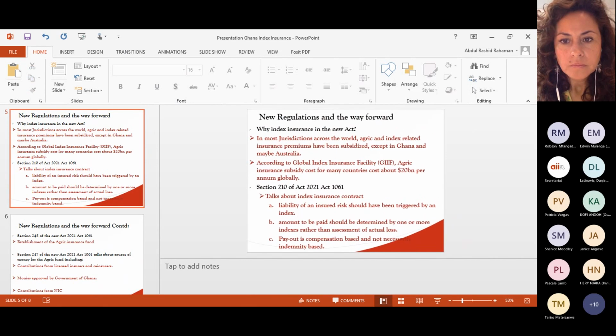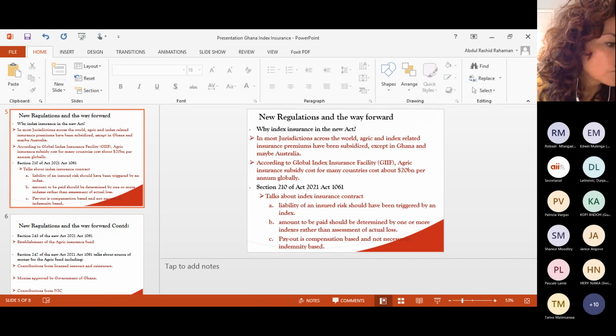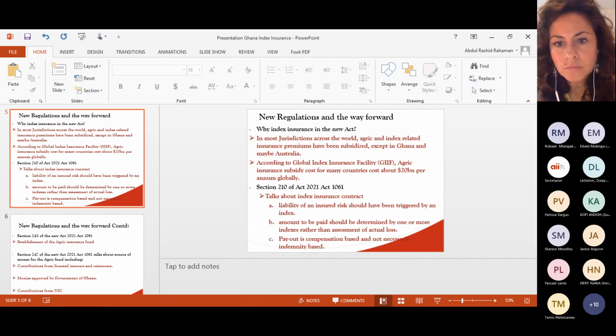So in terms of what the new legislation is bringing on board, we all know that in most countries around the world, agri insurance is subsidized, but not in Ghana. And globally, according to the Global Index Insurance Facility, agri subsidy costs about $20 billion per annum. So if you look at section 210 of our new legislation, it talks about index insurance contract and the fact that a liability of an index risk should have been triggered by an index before it can be paid. And the amount to be paid should be determined by one or more indexes rather than assessing the actual loss. And the payout is supposed to be compensation based and not necessarily indemnity based.